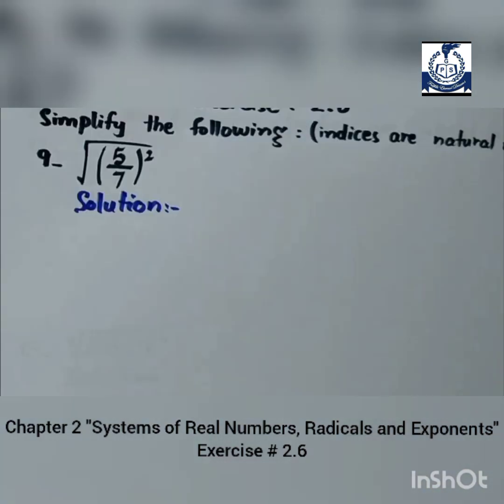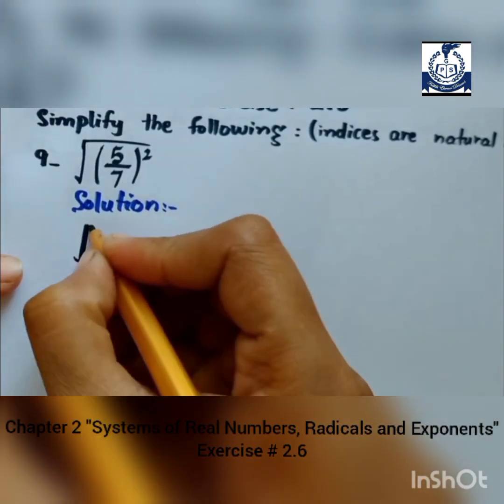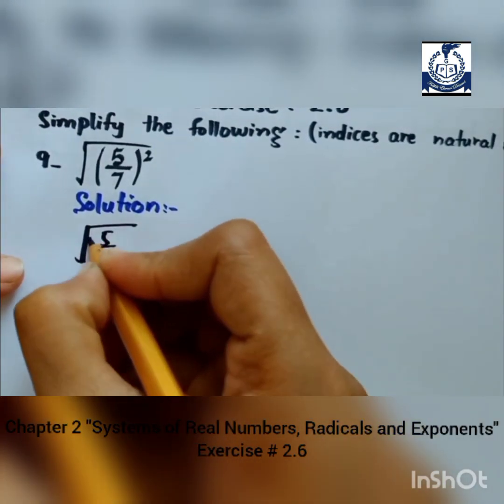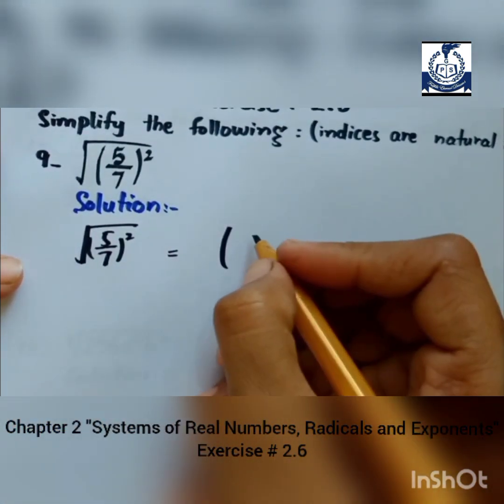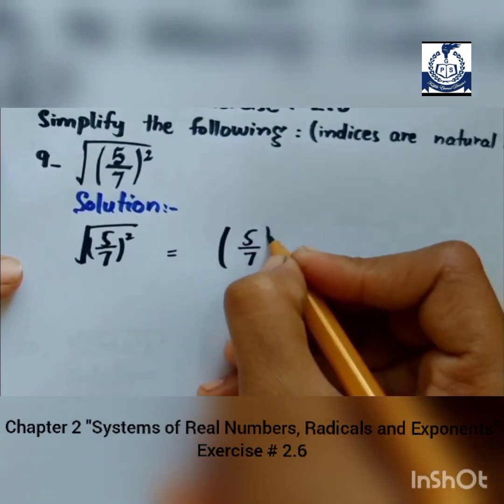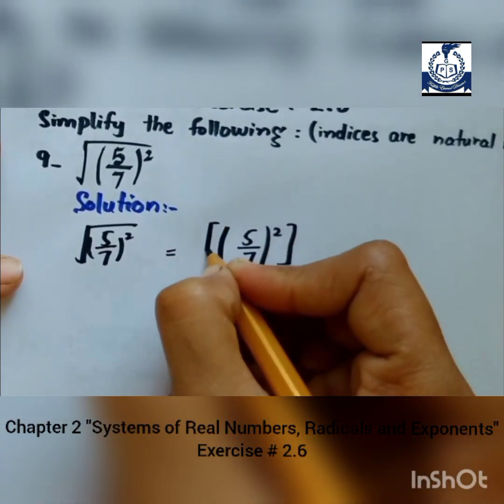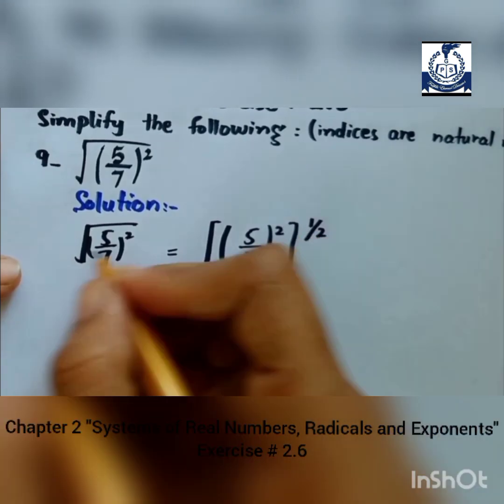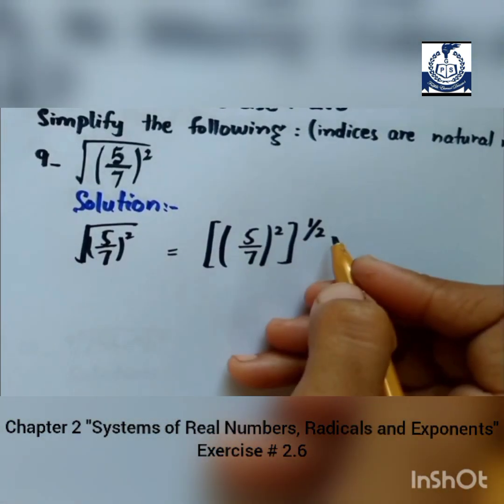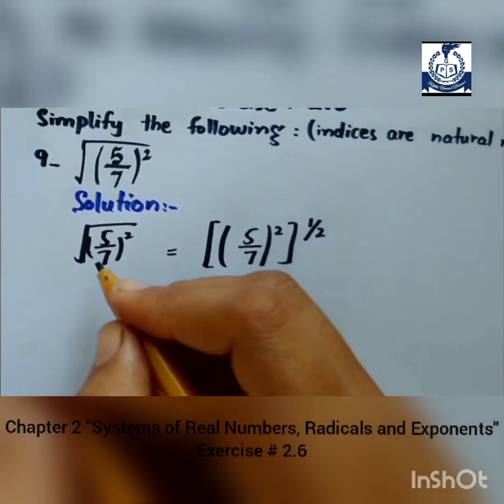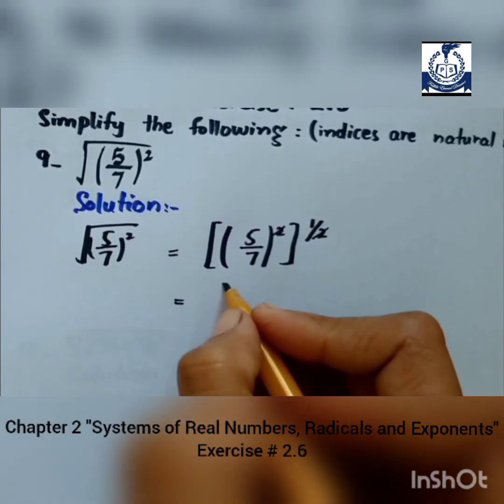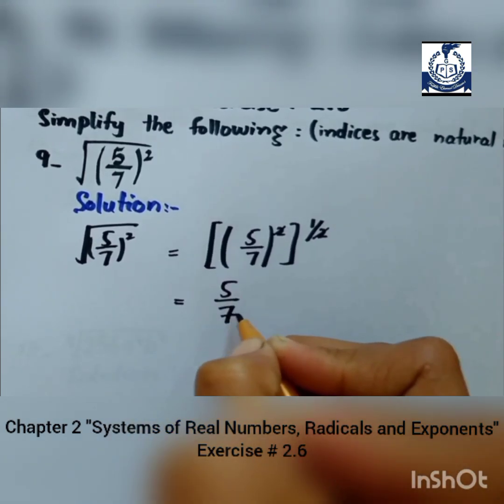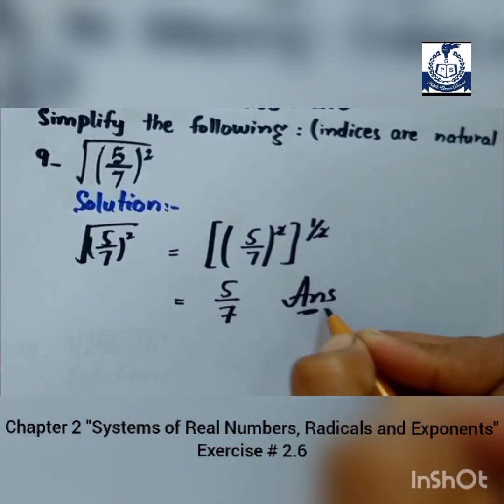Question number 9 is square root of 5 upon 7 whole square. So here we write under root 5 upon 7 whole square. We have root with no index, so root is equal to power 1 upon 2. So in place of root we can write power 1 upon 2. So square and 1 upon 2 cancel out. 5 upon 7 is remaining, so this is the answer.